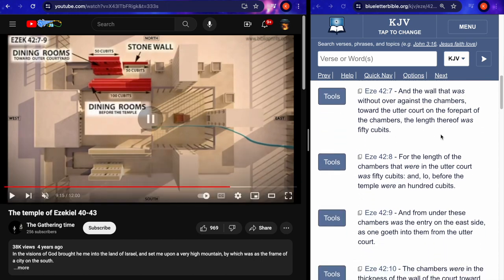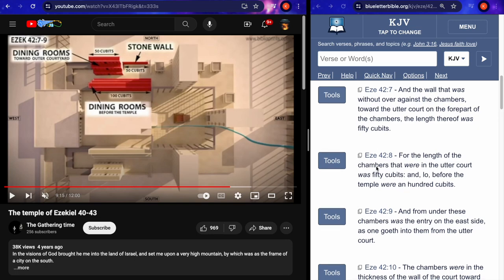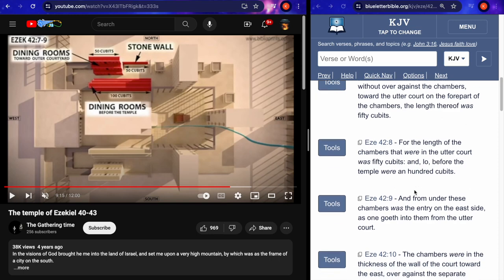Verse 7. And the wall that was without over against the chambers, toward the utter court of the forepart of the chambers, the length thereof was 50 cubits. And you can just look on here. I've paused it for a while so you can look and do the correlation. Verse 8, for the length of the chambers that were in the utter court was 50 cubits, and lo, before the temple were 100 cubits. So you can see, once again, just mainly measurements.